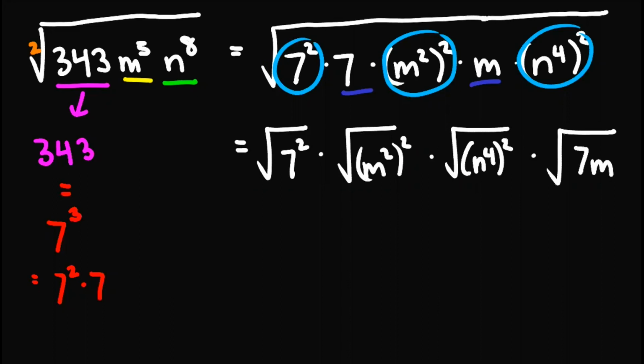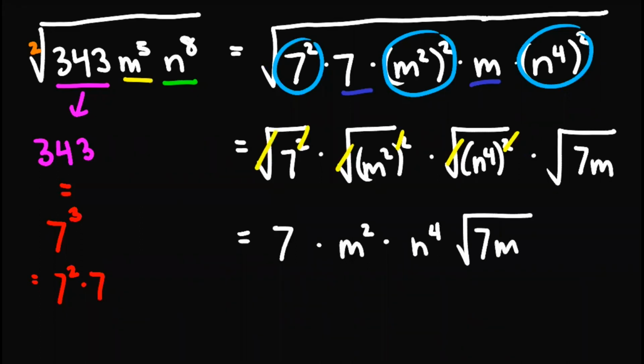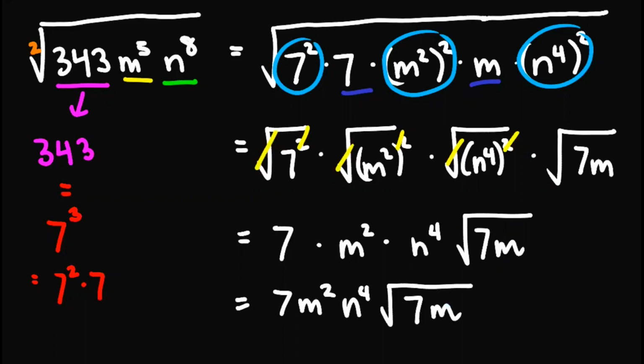From here, we apply again the first law, so we can cancel this one out here. And so we'll be left with 7 times m squared times n raised to 4 square root of 7m, or simply 7m squared n raised to 4 square root of 7m. And this one out here is the answer.